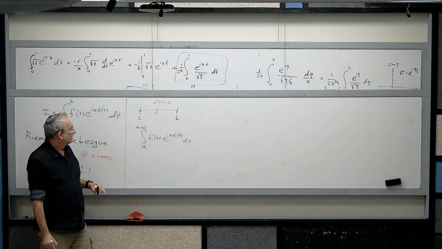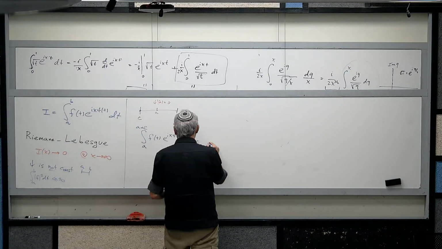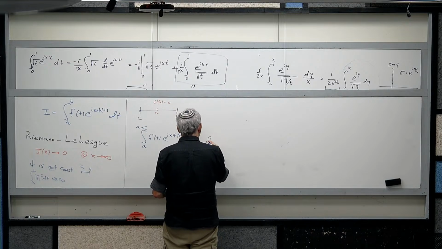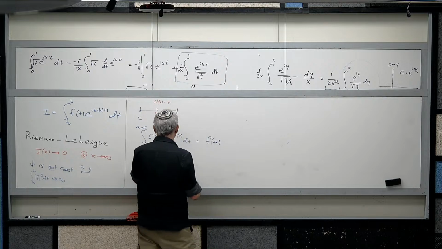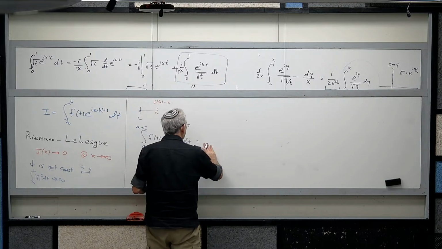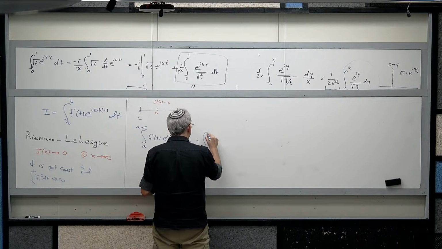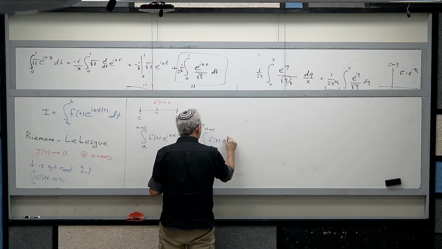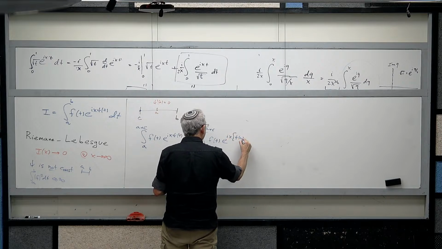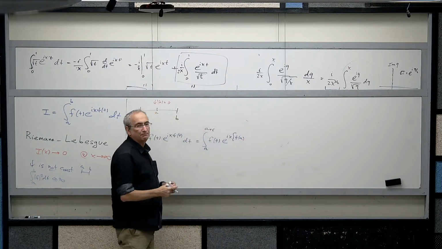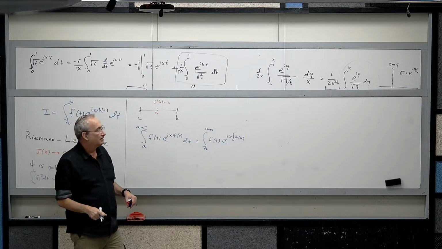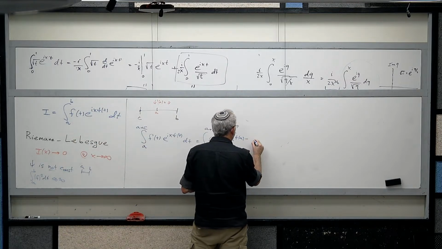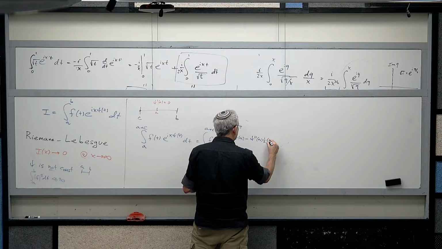A plus epsilon, which allows me to write it as follows. First of all, for f, I'm taking the value at A. Or let me do an extra step: the integral from A to A plus epsilon of f of t e to the i x times psi of A. Now, psi prime of A by definition is 0. So I can write it minus psi double prime of A times 1/2 times t minus A.